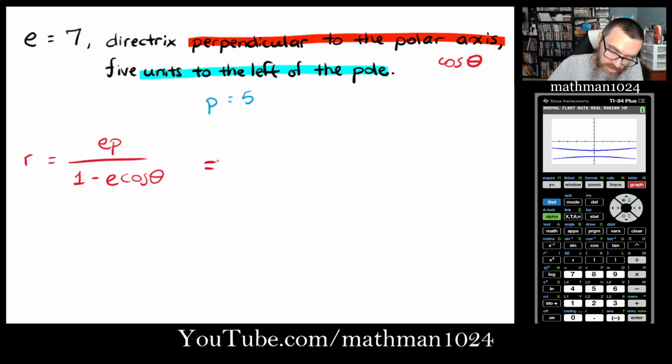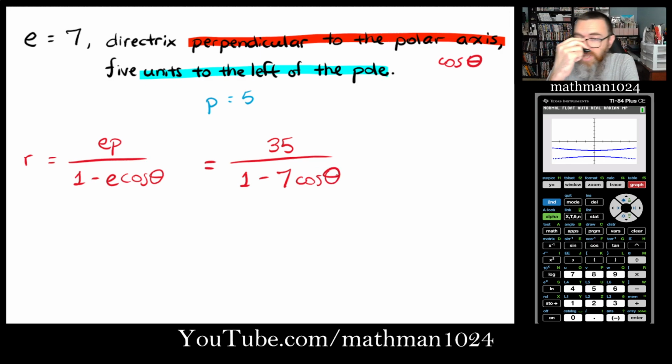All right, so e times p is 35 over 1 minus 7 cosine theta. And this is very much like the last problem that we had, where since e is a number greater than 1, it's going to be a hyperbola. Some of the key values, that's going to be kind of wild, I think. Yeah, so again, you could plug in values here.